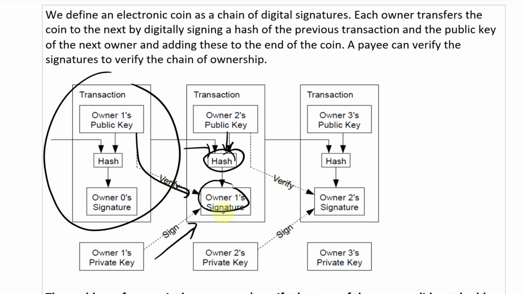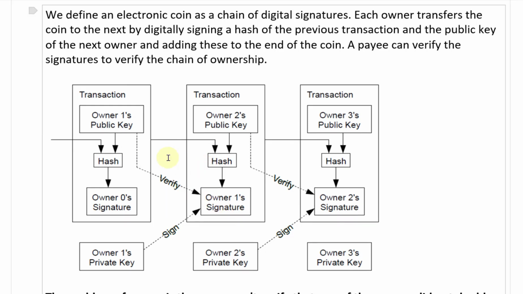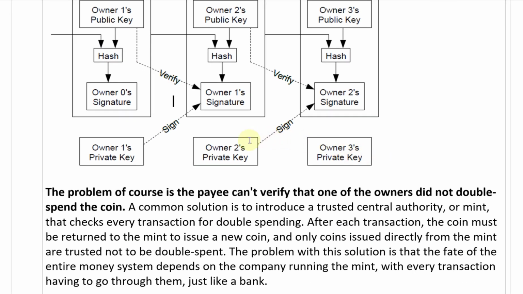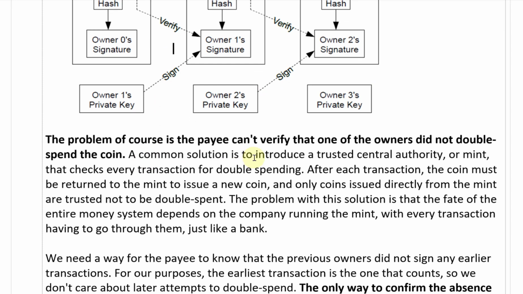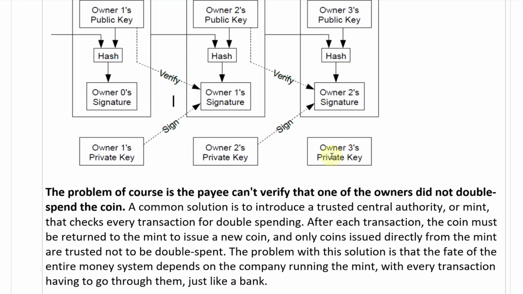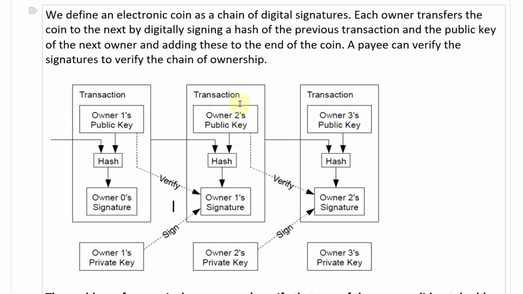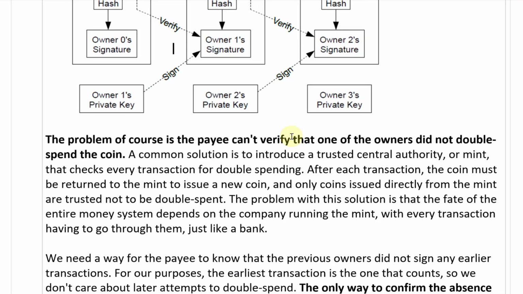And then we keep doing that for the next one, and so on. So we have a chain of these signatures, and a payee can verify the signatures. You just check each person's public key and check if it's verified. So we'll check that it says yes, it was signed by owner 2's private key, and so on. And then the problem, of course, is the payee can't verify that one of the owners did not double spend the coin. So how do you know if these ones didn't copy and paste and just double spend elsewhere? So that is the issue.